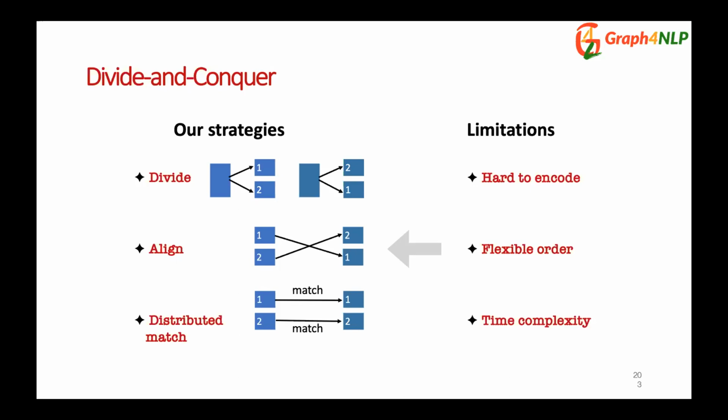So in this way, we propose the divide and conquer strategy. Basically, we divide the content of two news articles by the subtopics in them, and then we align the corresponding same subtopics in the two documents. And finally, we perform parallel distributed matching, where we match each local subtopic pair and then aggregate the local matching scores to get the final matching result.